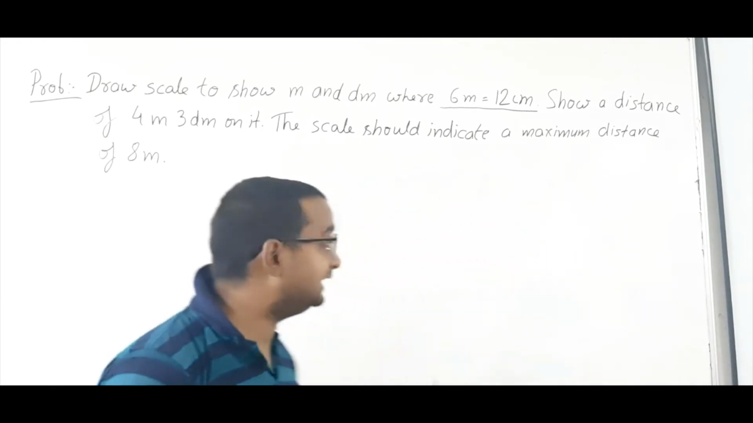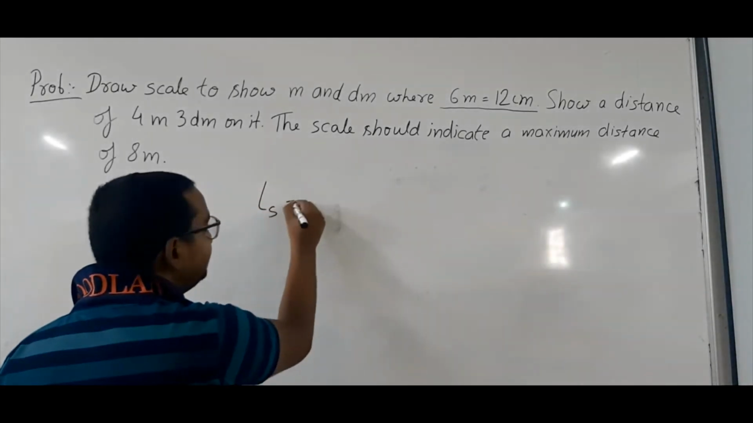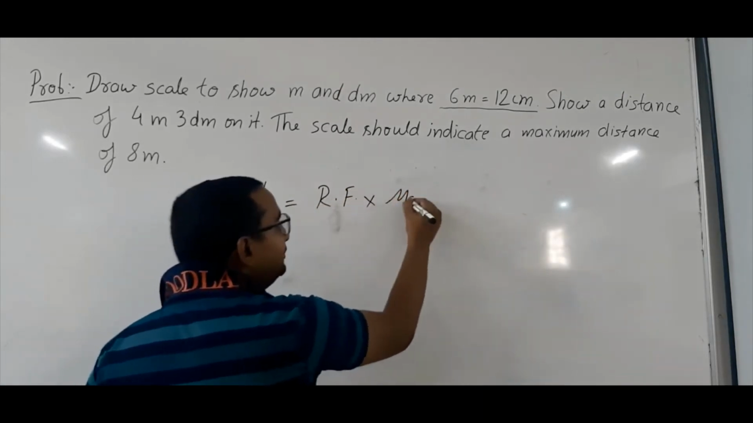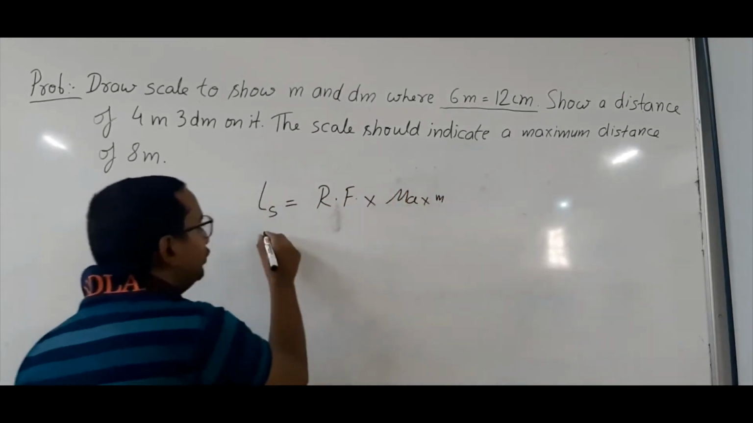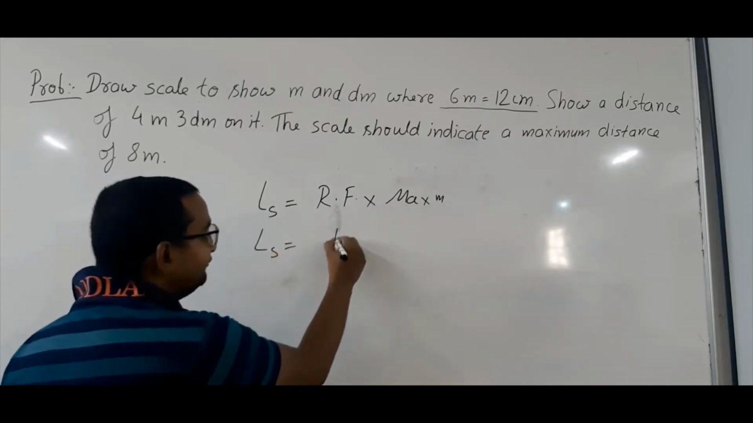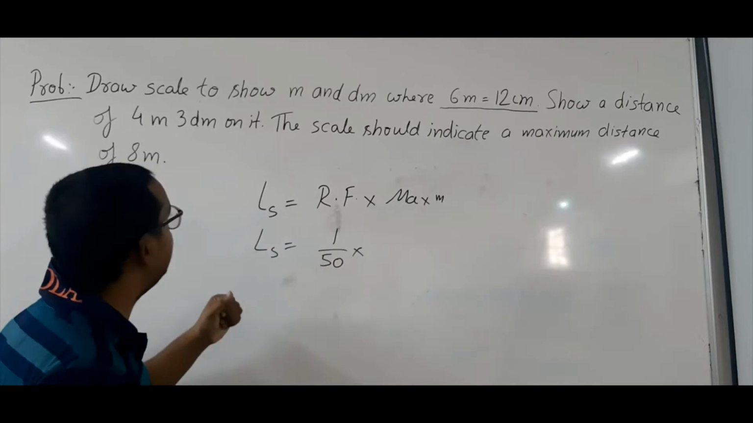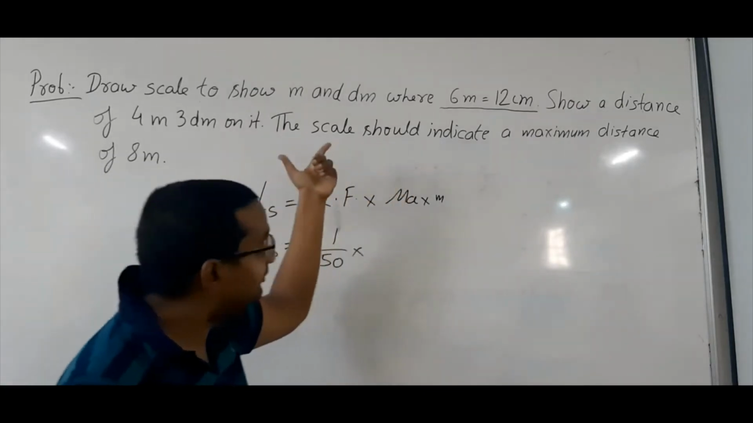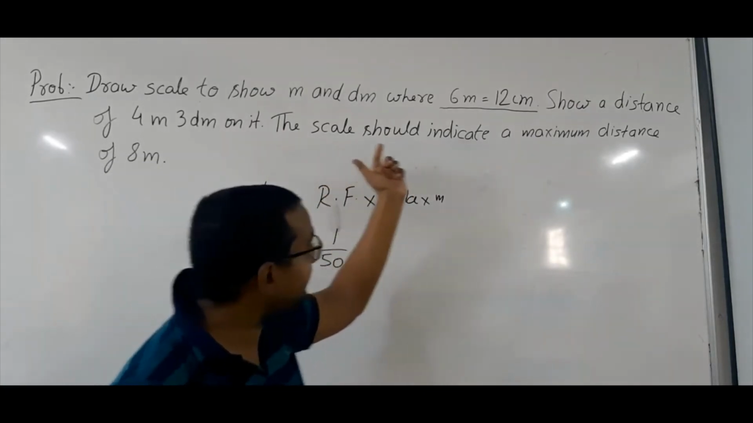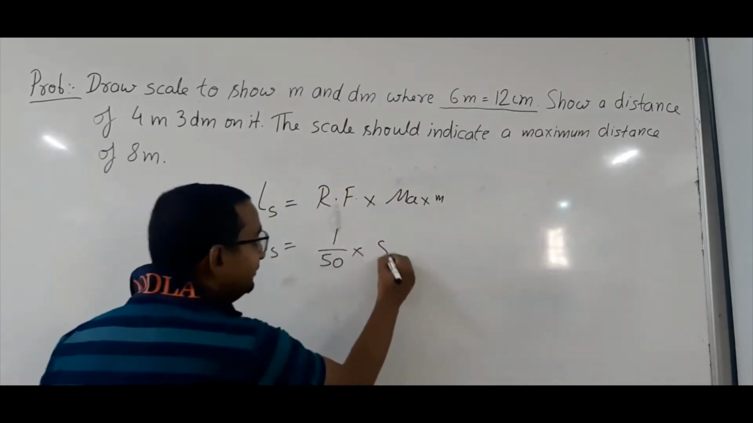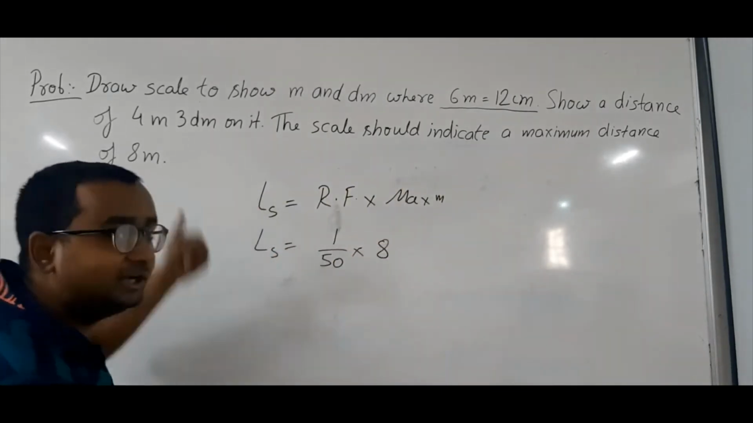Then I will determine the length of scale. The length of scale is given as the product of RF and the maximum dimension of the object. We have determined RF as 1/50, and the maximum dimension of the object is given in the problem itself: it is written that the scale should indicate a maximum distance of 8 meter. It means the maximum dimension of the object is 8 meter.